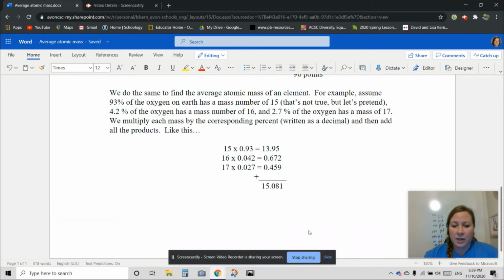Okay, I want to do one more, and I'm going to shift gears here, and then we'll do that one and add it in, and then you'll do a couple practice problems on Schoology, and that's it for today.